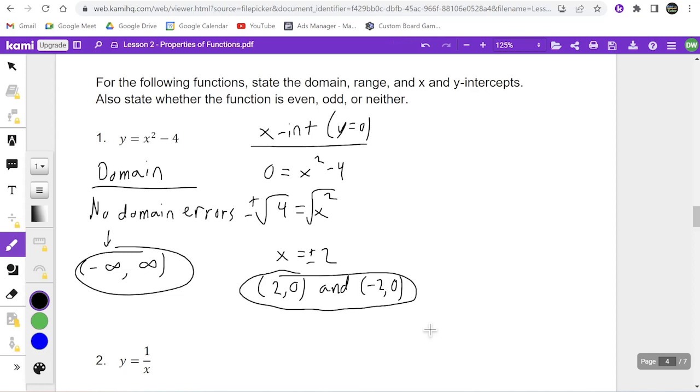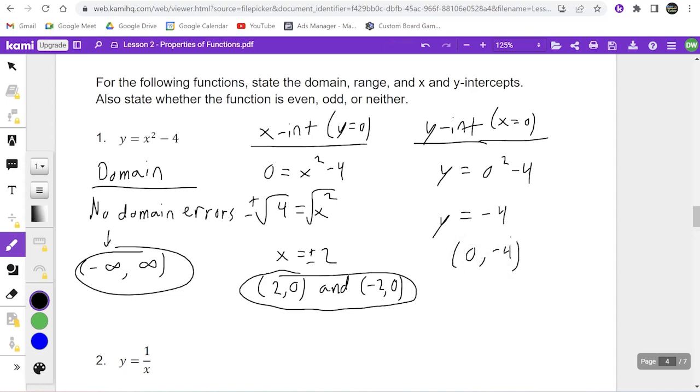I'd recommend trying to fit the y-intercept beneath this. I do not have room, so I'm just going to write it here. For the y-intercept, that's where x equals 0. So for the y-intercept, you're going to say y equals 0 squared minus 4. 0 squared, still 0. So y equals negative 4. The solution is 0 comma negative 4 for your y-intercept.